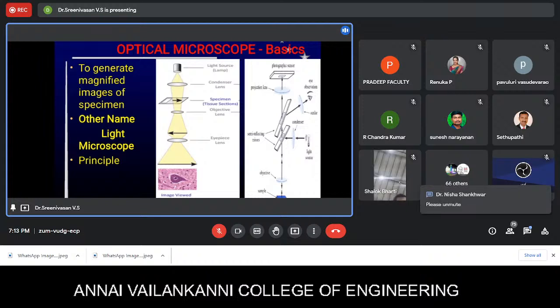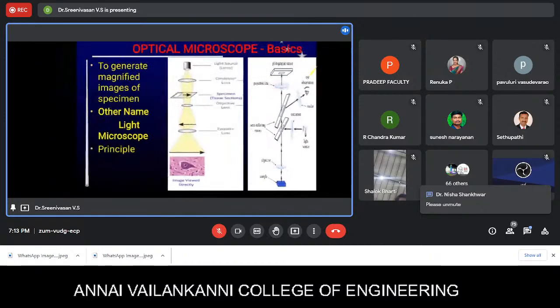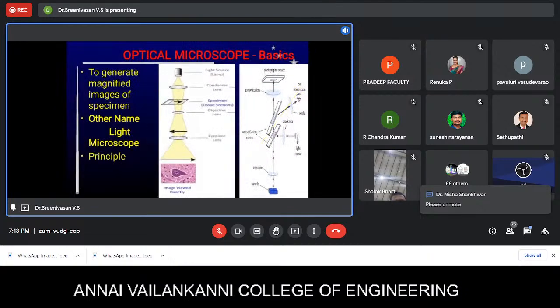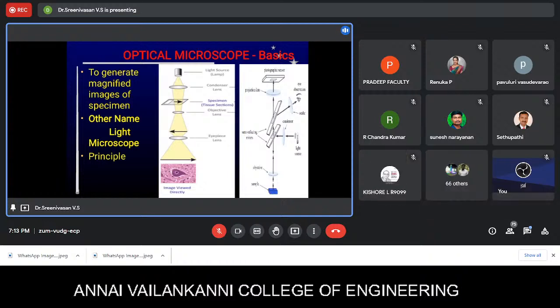And if the specimen is having the nature of opaque nature, we have to look on the right side diagram. Actually in that diagram, the sample is available at the bottom, and that is a opaque specimen, so it is not having any transparent nature, so only it can reflect the image.